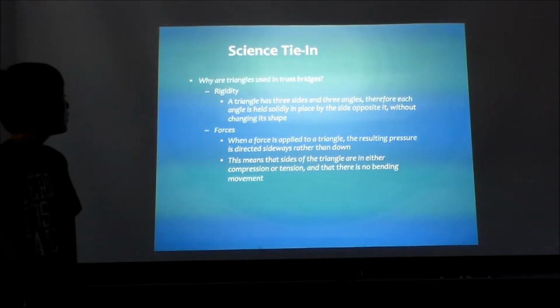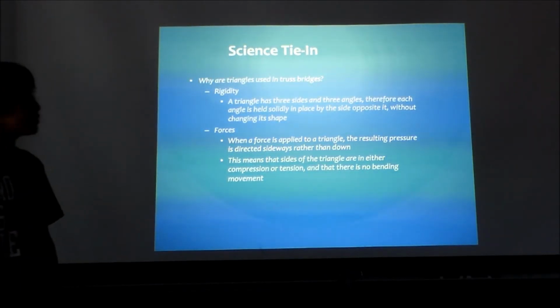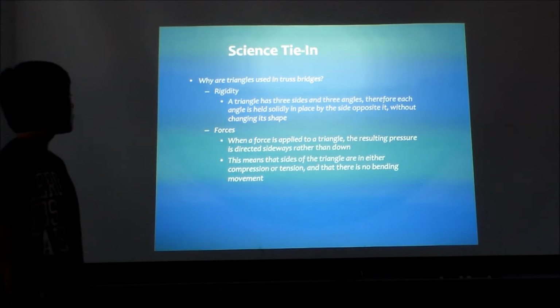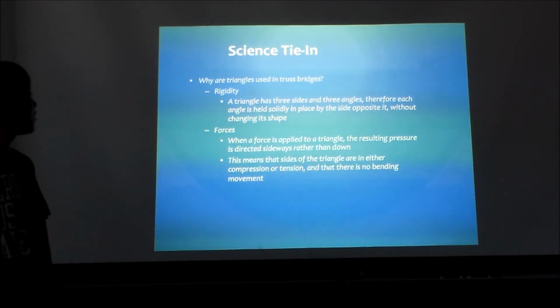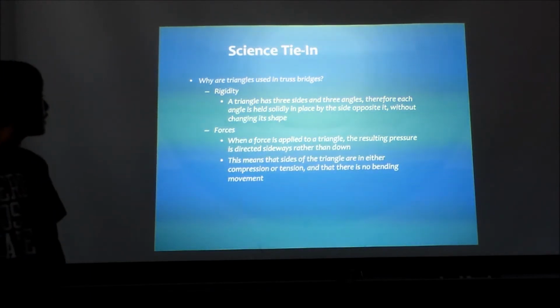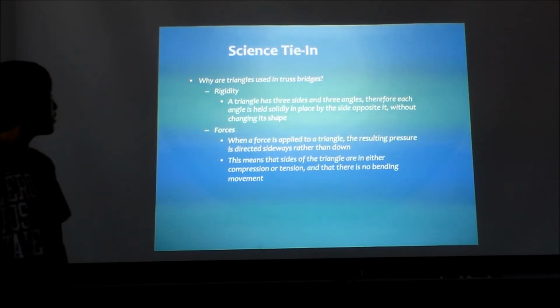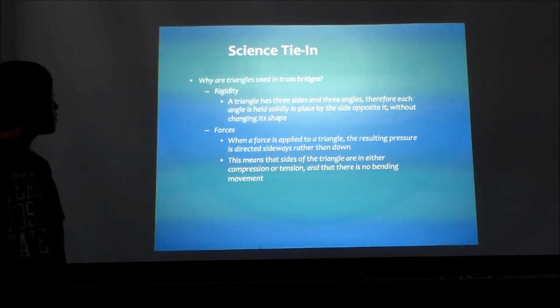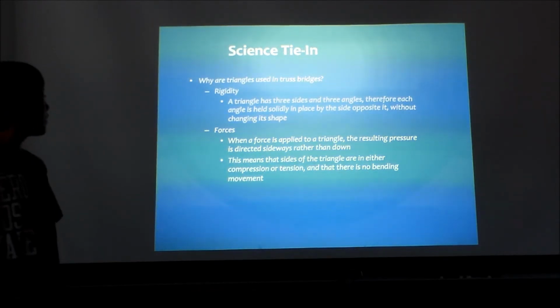Science time. Why are triangles used in truss bridges? The first reason is because of their rigidity. A triangle has 3 sides and 3 angles. Therefore, each angle is held solidly in place by the side opposite it, without changing its shape.